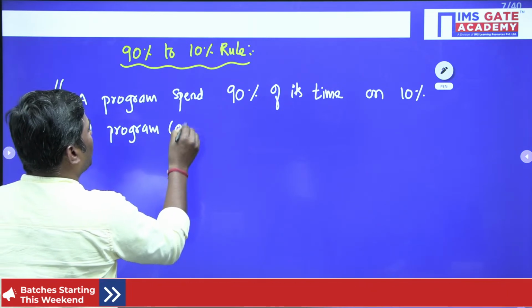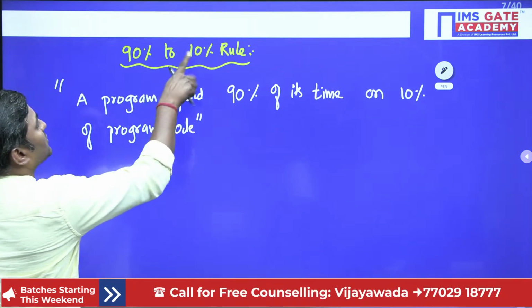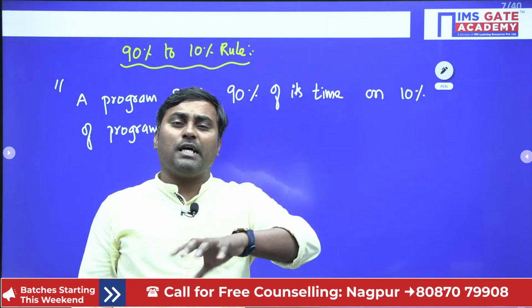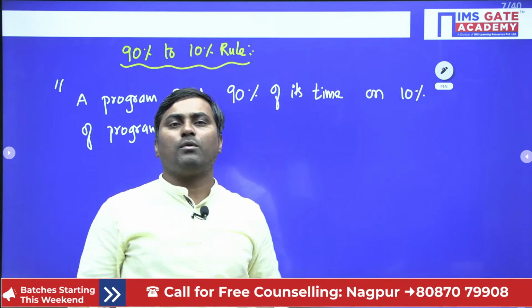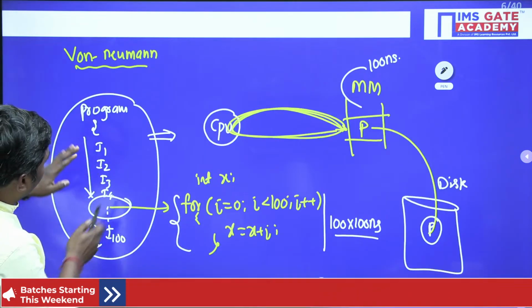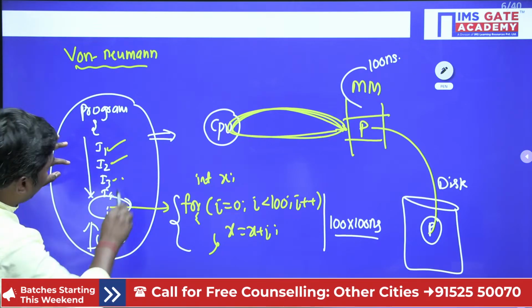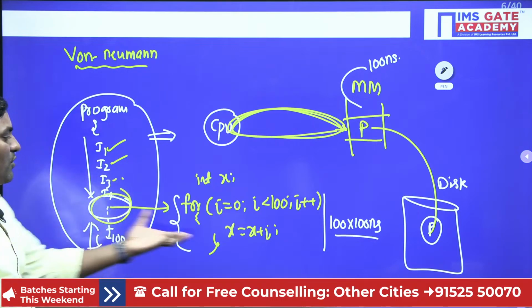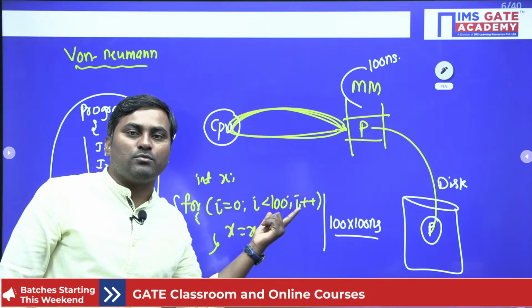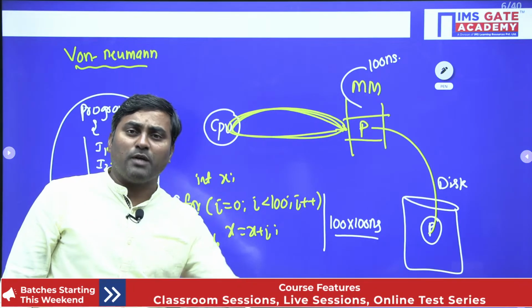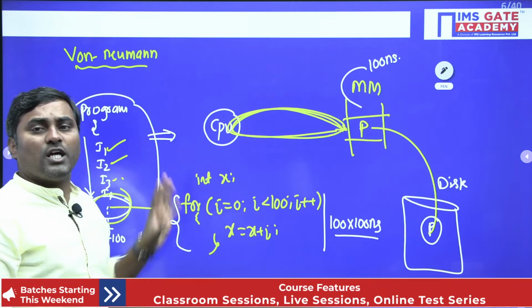Okay. So this 90% to 10% rule says a program spends most of its time on some part of the code only. You understand? There are 100 lines. Some lines, suppose I1, I2, I3, are executed one time only, but a particular piece of code is there, that is the for loop. How many times is this repeating? 100 times. Now this program is spending more time on where? This area only, right? Yes or no?